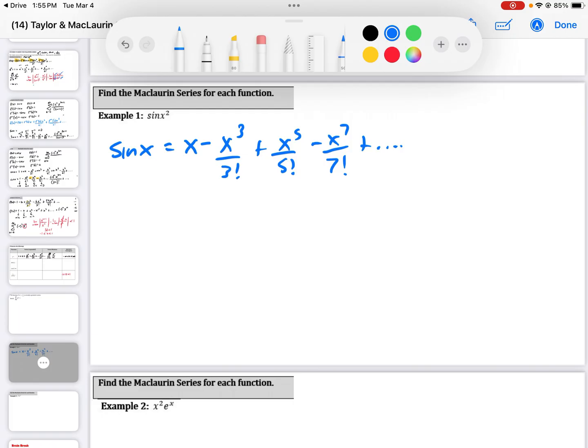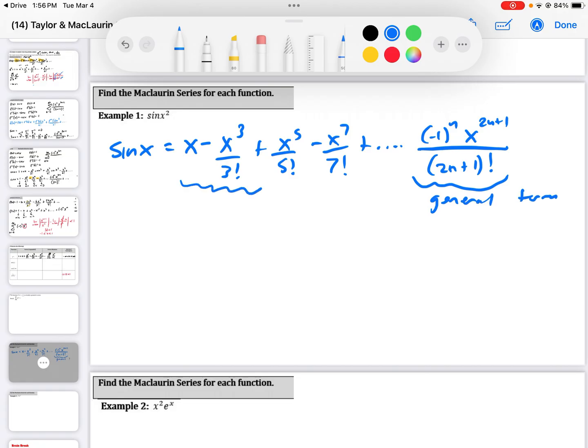Now I also need to know that the nth term is negative 1 to the n times x to the 2n plus 1 over 2n plus 1 factorial. This is what they call the general term. These are like the first 4 non-zero terms. So that terminology is going to come up. The general term is the part with n, so in general, it's how you find the terms. And then make sure you put your dot, dot, dot, because this is a series that goes on forever.